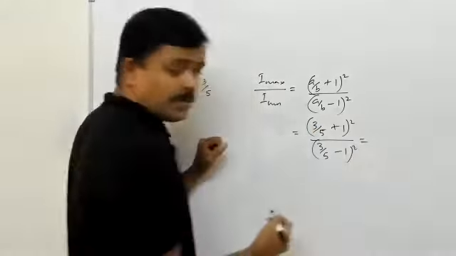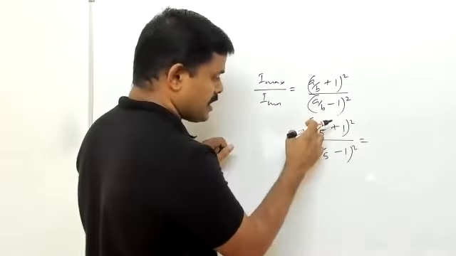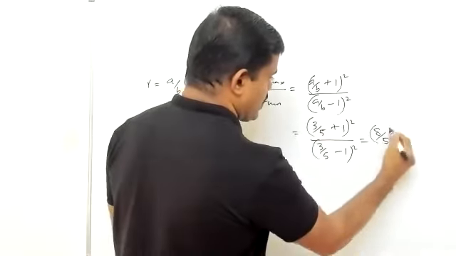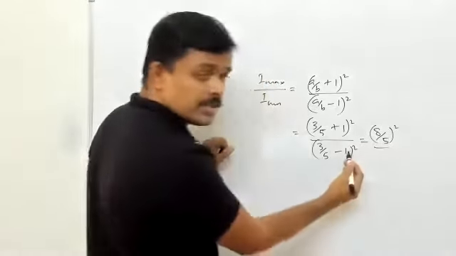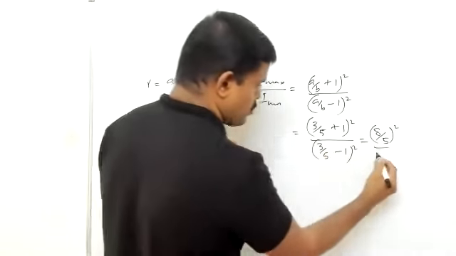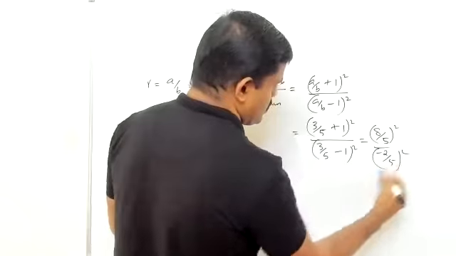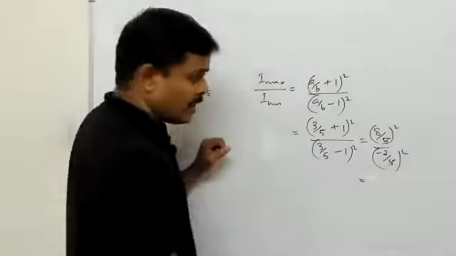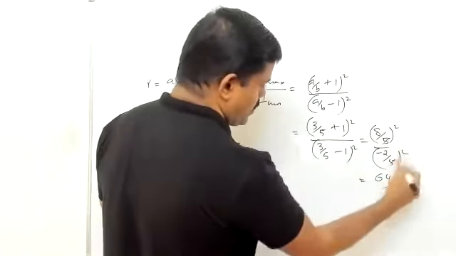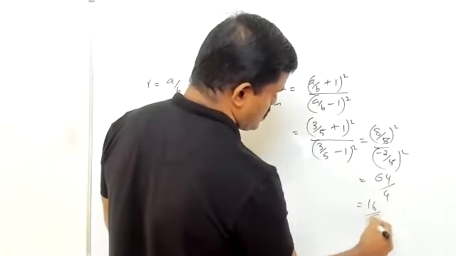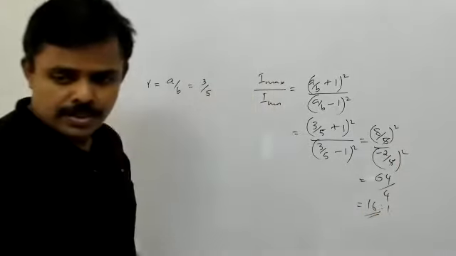Right. So this is what? 5 goes here. 5 plus 3 is 8. 8/5 the whole square. Divided by 5 goes here, 3 minus 5, minus 2/5 the whole square. So 5 and 5 are cut. 8 square is 64. Minus 2 square is 4. The answer is 16:1. Did you understand?